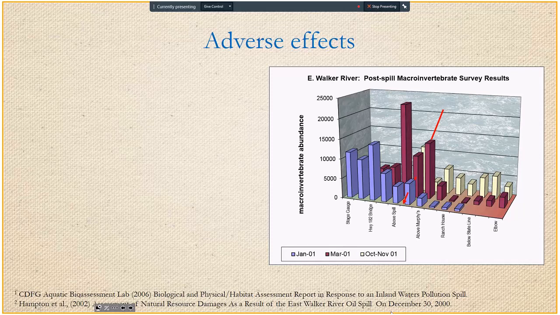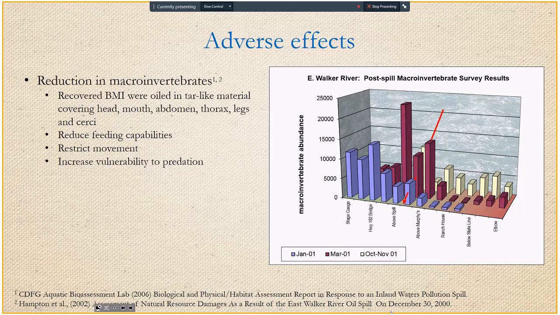And this was all within like a period. So during this survey, they were actually picking up invertebrates that were fully boiled, and most of them were dead. So those that were dead and boiled were actually not included in this. This is consistent with the studies that they did with these invertebrates, which show that the oil exposure actually reduced their capability of feeding, and it restricted their movements. And if you put that all together, then they become more vulnerable out in the river.